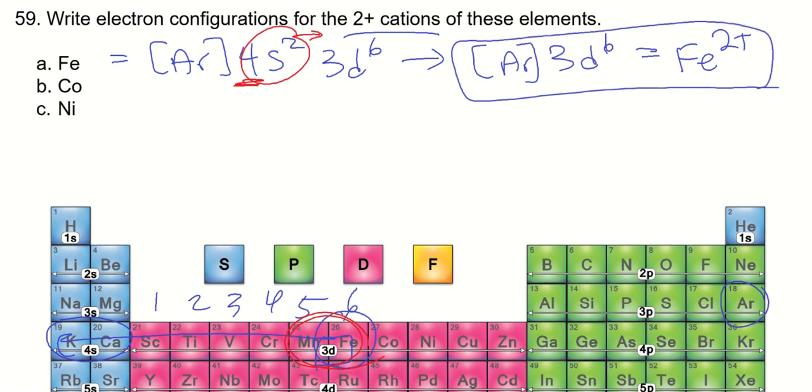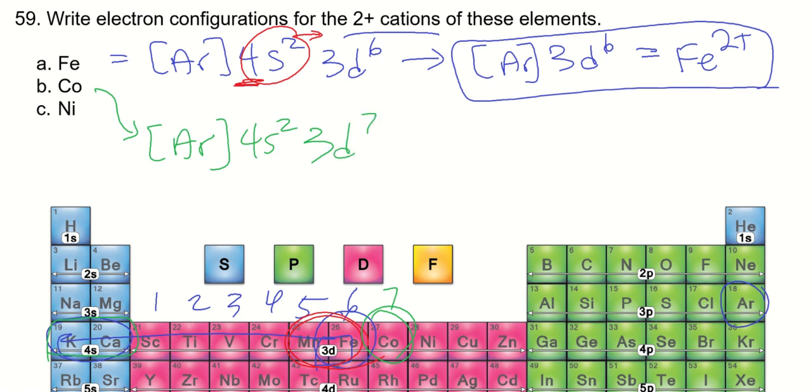Let's go on to cobalt, number 27. So again, we'll start with the noble gas before it, which is argon. And then we still have to make our way through the 4s block. So 4s2. And this time cobalt is in the 7th position, so it's going to end in 3d7.